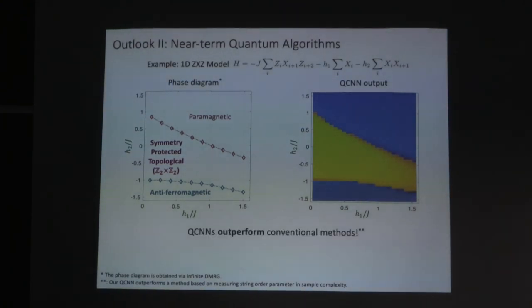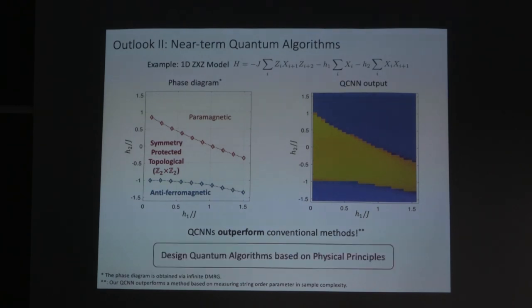Furthermore, we can show that the efficiency of identifying this phase is actually better than the conventional method known in condensed matter, for example, measuring a string order parameter, in terms of so-called sample complexity. So what I wanted to emphasize is that designing a quantum algorithm in this way, based on the physical principle, would be a very interesting direction to pursue.